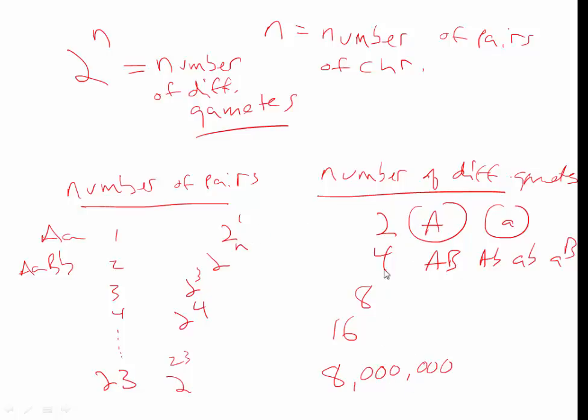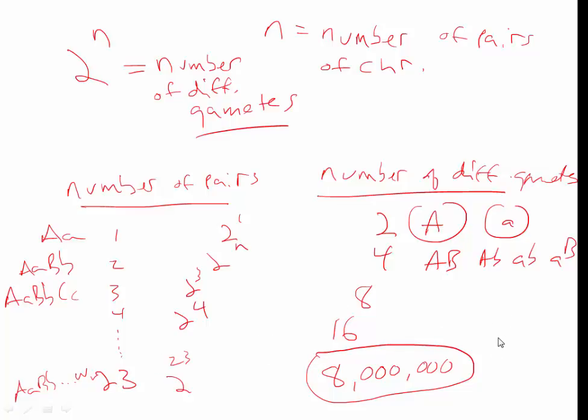So these are number of gametes. And this is just like saying we have 1 gene per chromosome. So this one would be like this, and then this one would be all the way up to like Z, Y, X, W. So we have 23 pairs of chromosomes. 8 million types of gametes. That's a lot of gametes.